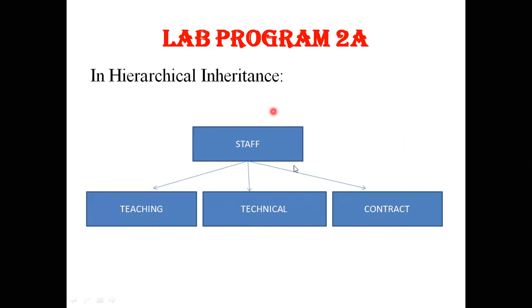You can see there's one base class and multiple derived classes. So one base, multiple derived classes. What is this inheritance? Hierarchical inheritance. So it is of type hierarchical: one base class, multiple derived classes. In our program, we use hierarchical inheritance.